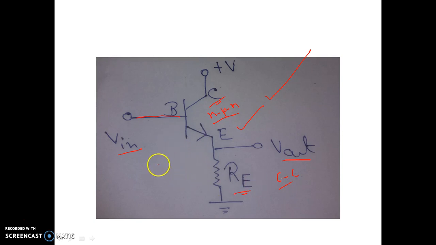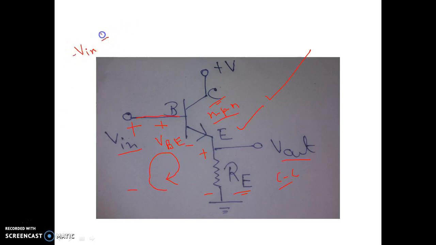Okay, now let us apply the KVL in the input loop. So basically this is plus, this is minus, this is the input voltage. Here it will be the base emitter voltage, clear? And here we are taking the V out or output voltage. So if we apply the KVL in this loop, what can we get? Minus V in plus VBE plus V out equal to 0. That's what, right?